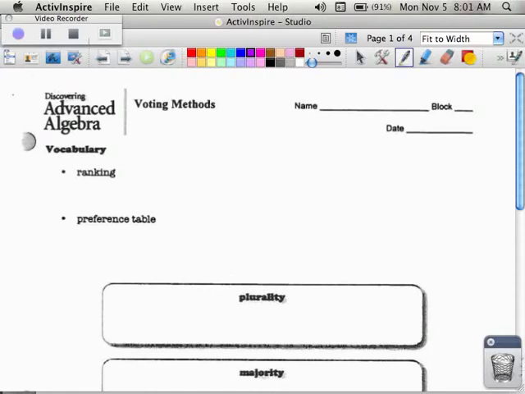Voting methods. So we're going to talk about some vocabulary first of all. The first thing we're going to talk about is ranking, which most people are very familiar with. And ranking has to do with assigning a number.